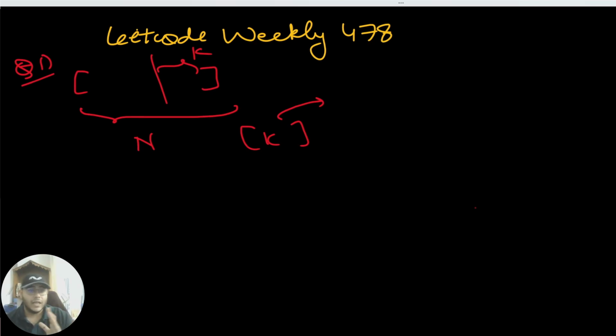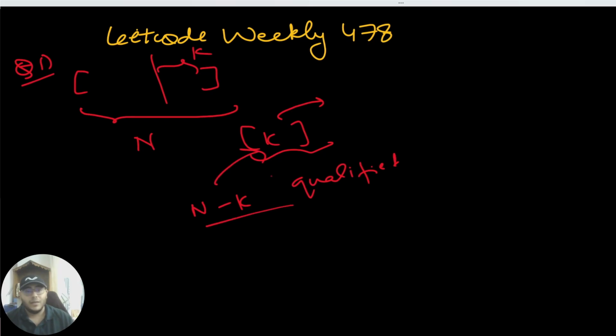If I remove the last k elements from an array, it is basically equivalent to removing the k biggest elements, because it is a sorted array. If I remove these k elements from the end of a sorted array, we will get n minus k elements, which will be our qualified elements, because for all of these n minus k elements, we have at least k bigger elements.